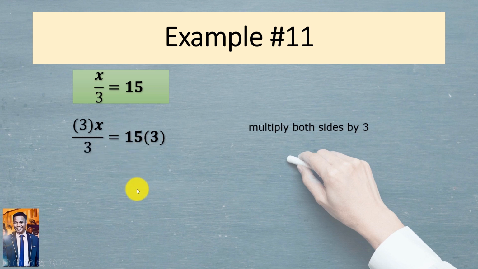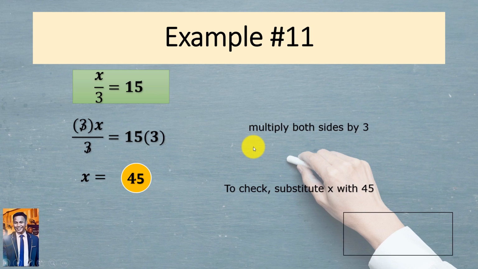Okay? We can now cancel 3 and 3. May iwan dito, x na lang. So, x now will be equal to 15 times 3. And 15 times 3 is equal to 45. And to check that, kung tama yung sagot natin, again, substitute. Okay? 45 divided by 3 is equal to 15.